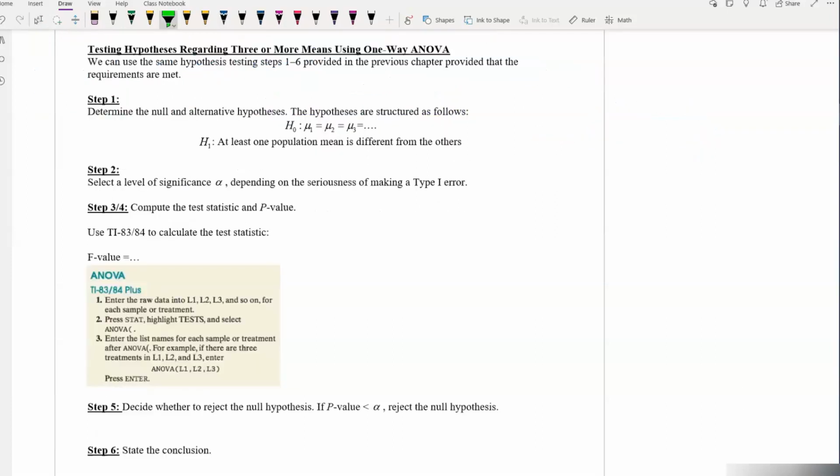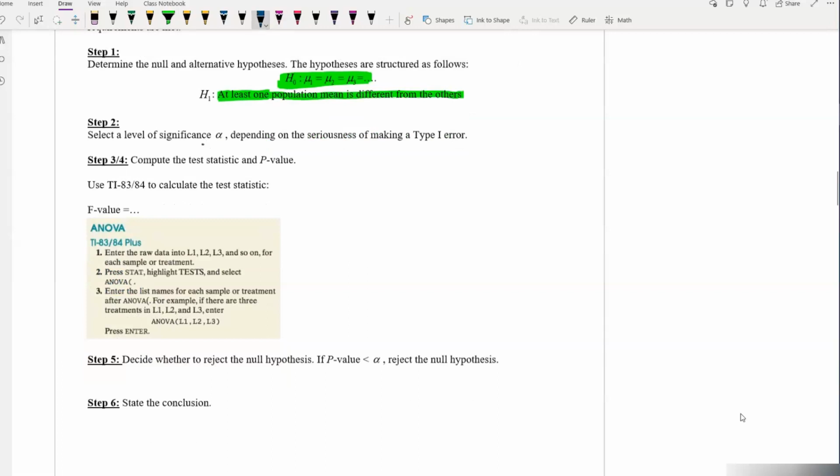So after having our requirements, step 1, as I said, depending on how many populations you have, for null, you always have equal between population means. And for alternative, just keep in mind that you have to write at least one. So at least one population is different from the others. You always going to write this way for this section. Step 2, find alpha, then we have test statistic and p-values.